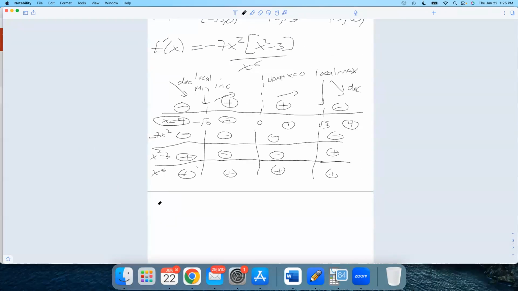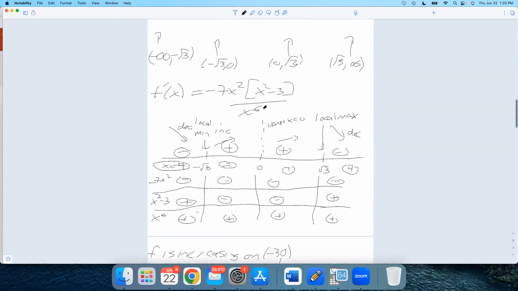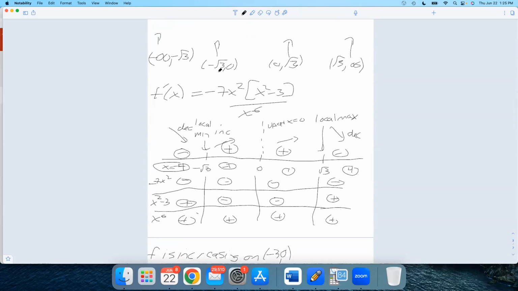Okay, let's write all this out. So f, the original, is increasing on this interval from negative √3 up to 0. But then it's going to start over. You can't just go from here to here. You can't say you're increasing the whole time because it starts over. Like we have to do one little region at a time. We were increasing here and then again here. So union 0 to √3.